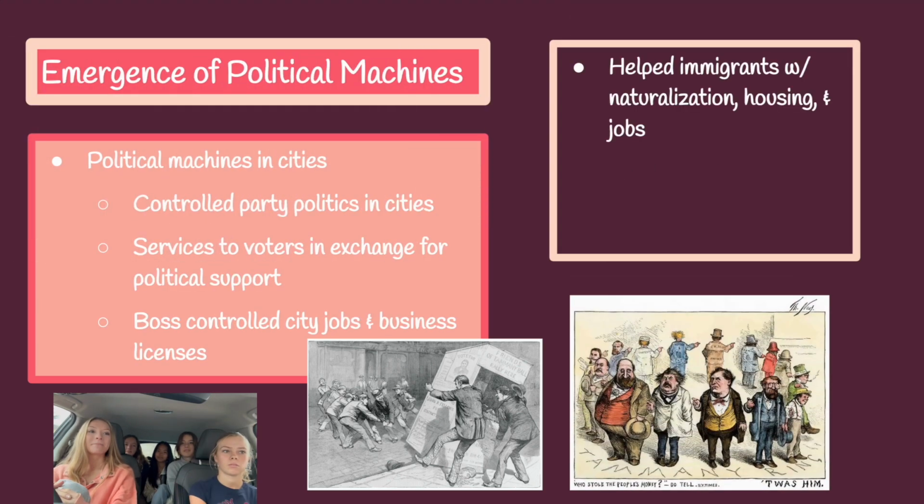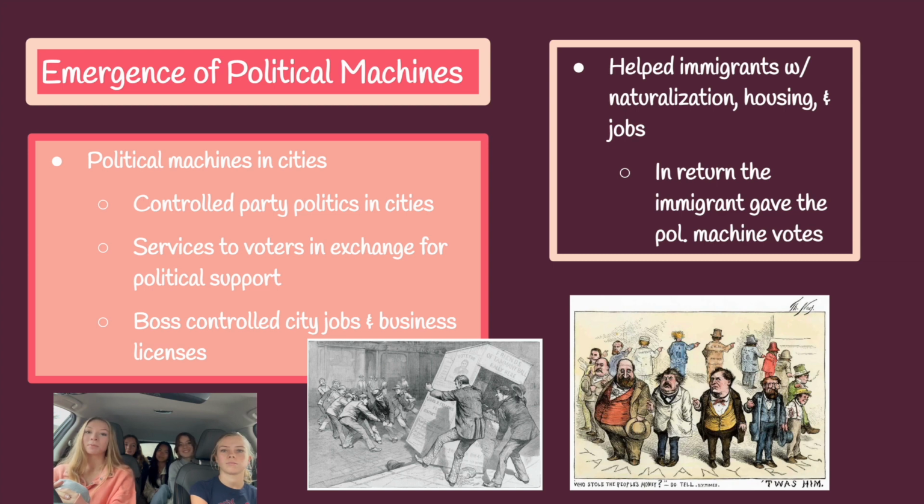The emergence of political machines in cities served many purposes. They controlled party politics in cities. They provided services to voters in exchange for political support. They also had bosses controlling city jobs and business licenses. It helped immigrants with naturalization, housing, and jobs. In return, the immigrants gave the political machines votes.